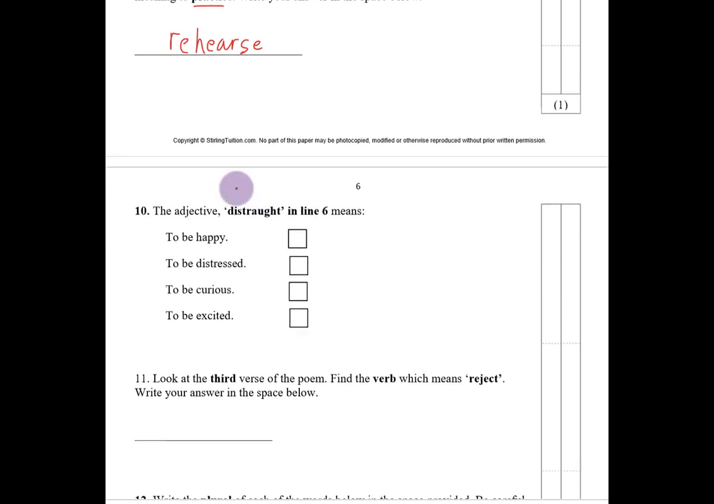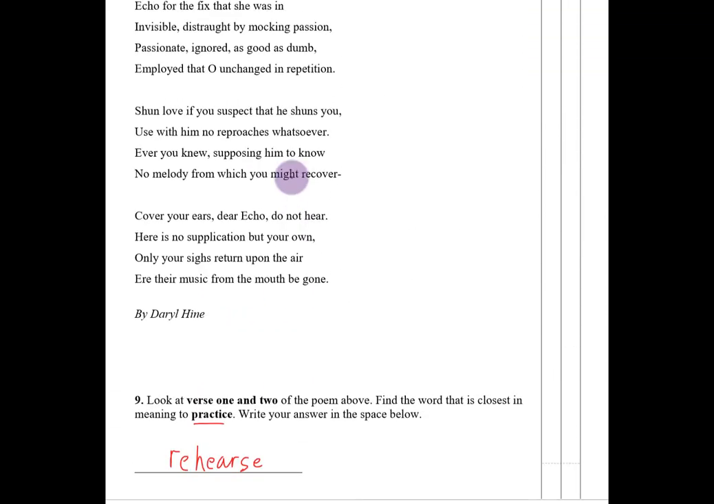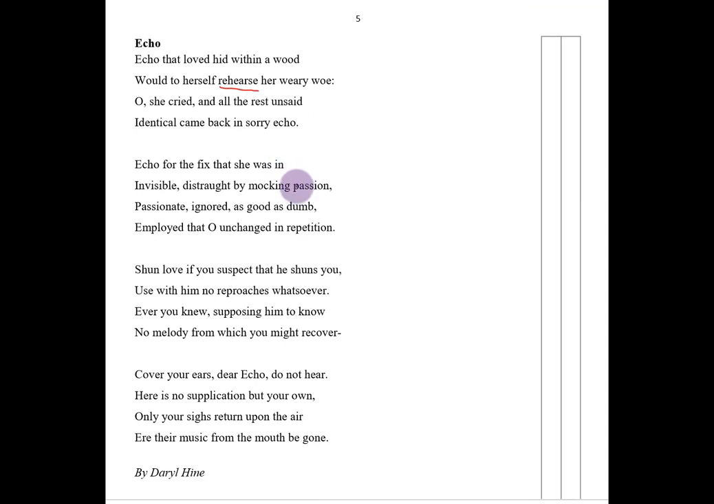So number 9, the adjective distraught in line 6 means, does distraught mean to be happy, distressed, curious or excited? Now if you know what different words mean, distraught is something, it's not very good. Distraught is basically you're absolutely devastated. So in this instance, it's definitely not that you're happy or curious or excited, it's that you're distressed. And if we look at line 6, line 6 is this one here, invisible, distraught by mocking passion.